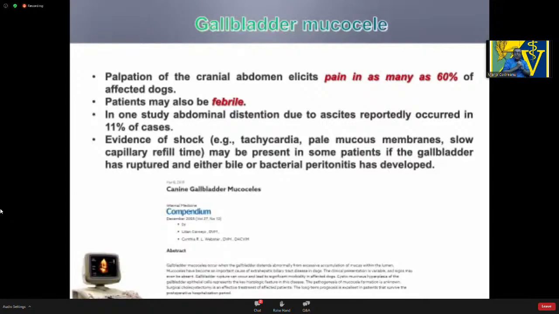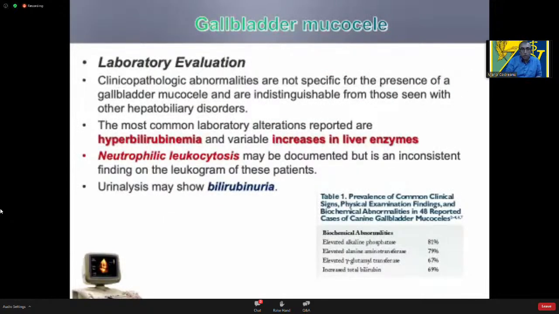Regarding the clinical expression, we can say that palpation of the cranial abdomen expresses pain, the presence of pain in many cases in affected dogs. Some of them can present fever, and even ascites can be registered, and the presence of shock and tachycardia, in addition to pale mucous membranes and a reduced capillary refill time, can be registered in many cases.